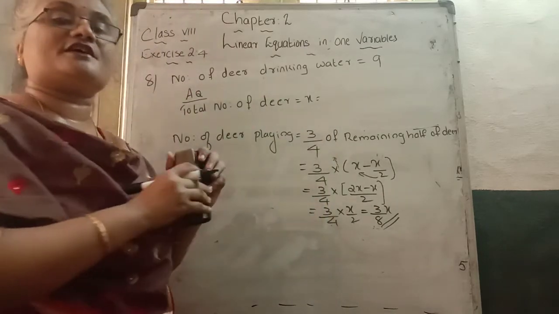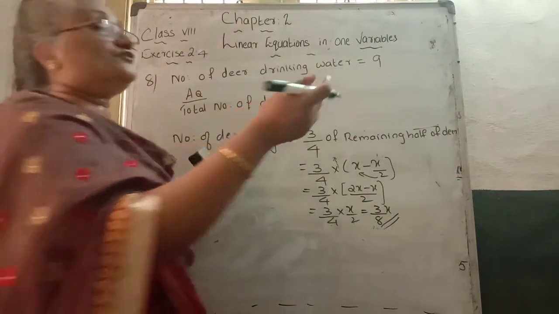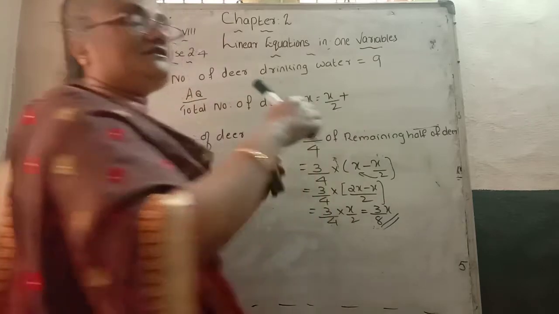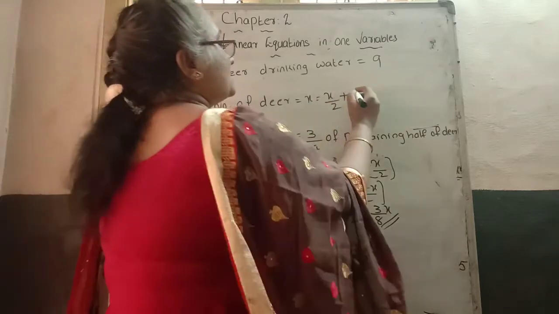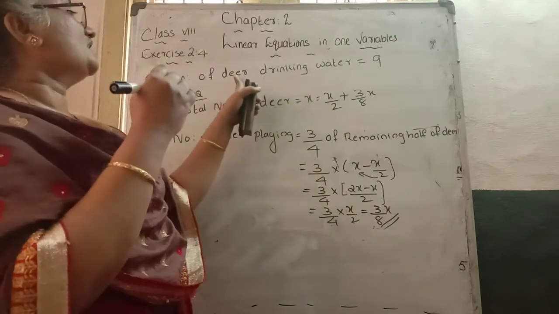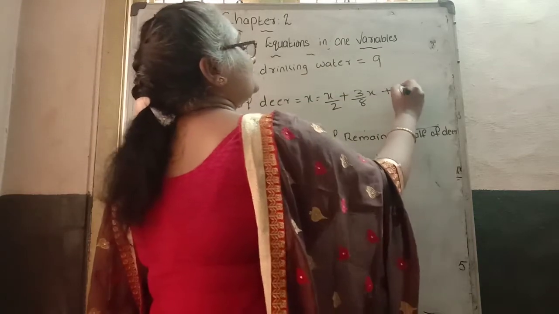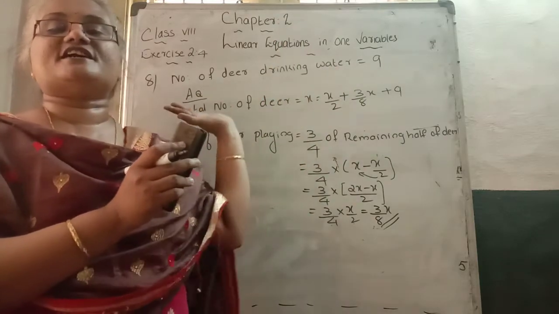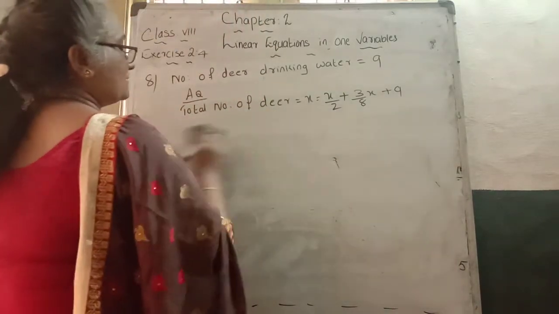How do we get the total number of deer? Number of deer going for grazing: how many? Half of the deer, that means x by 2, which we already wrote in the second step. Plus number of deer playing: 3/8x. Plus number of deer drinking water: 9. Adding these three groups, we get the total number of deer.